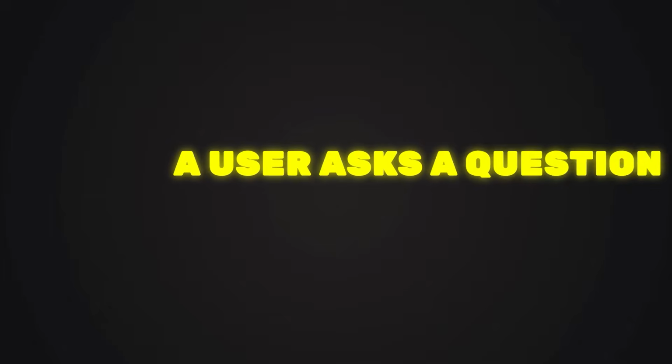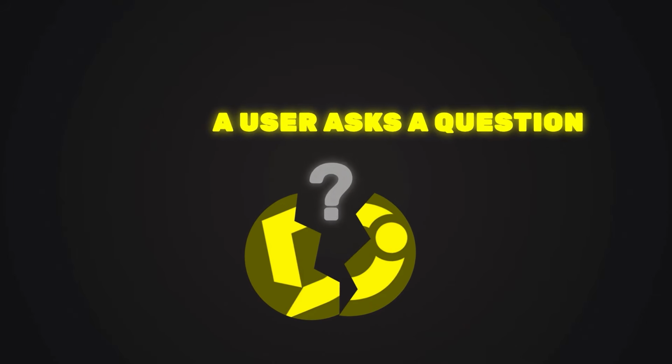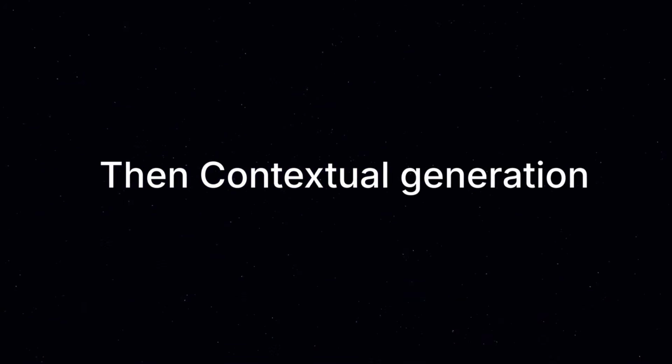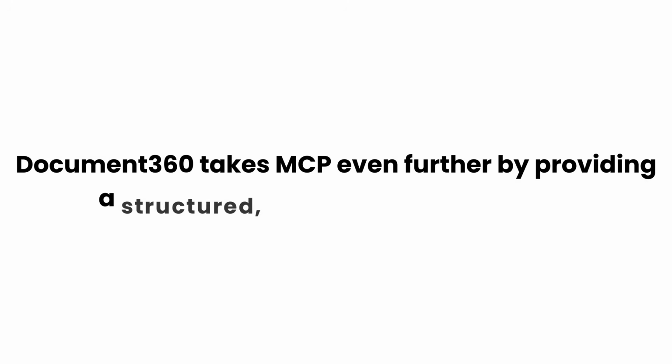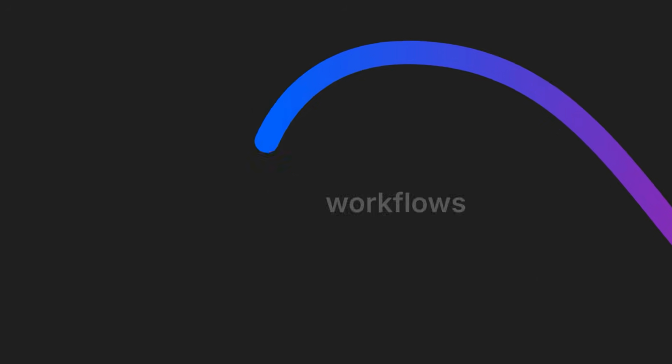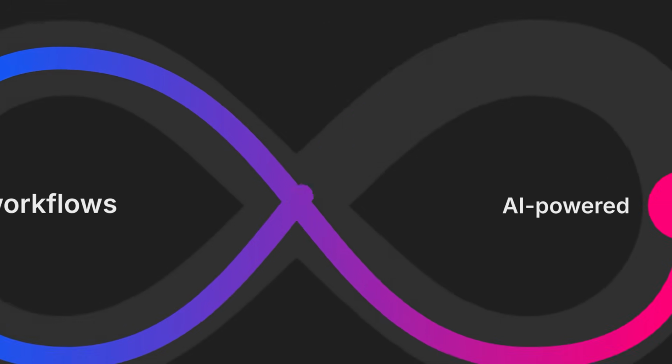Here's how it works. A user asks a question. MCP retrieves the most relevant knowledge from your documentation. Then AI uses that context to generate a precise response. Document360 takes MCP even further by providing a structured, reliable knowledge base built specifically for AI-powered workflows. At the same time, MCP ensures your data stays secure with strong access control and governance built in.